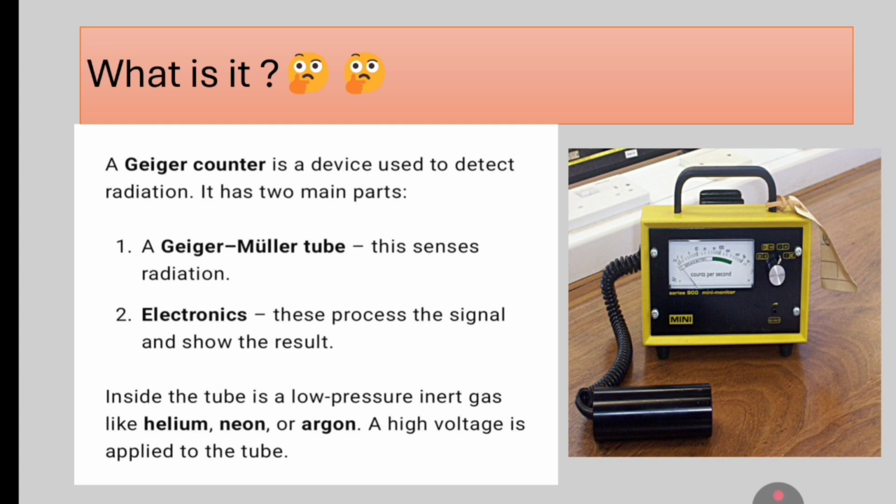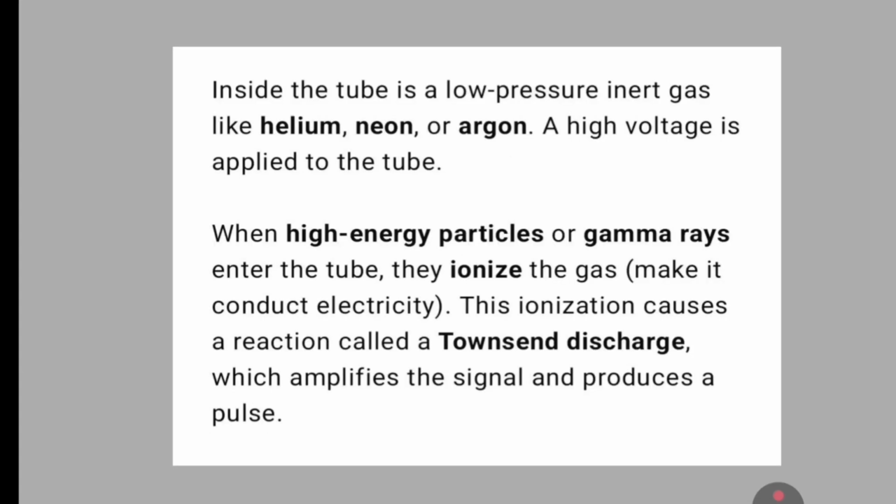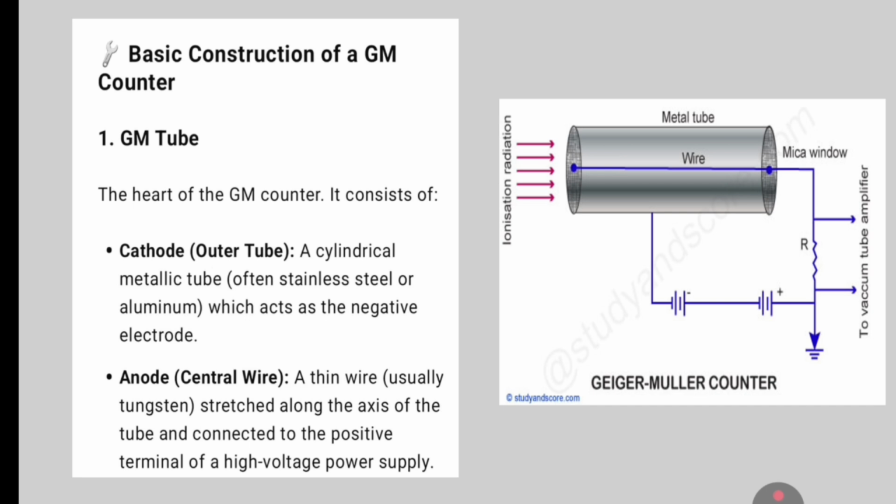Inside the tube, low pressure inert gases like helium, neon, or argon are present. A high voltage is applied to the tube. When high energy particles or gamma rays enter the tube, they ionize the gas and make it conduct electricity. This ionization causes a reaction called a Townsend discharge, which amplifies the signal and produces a pulse.